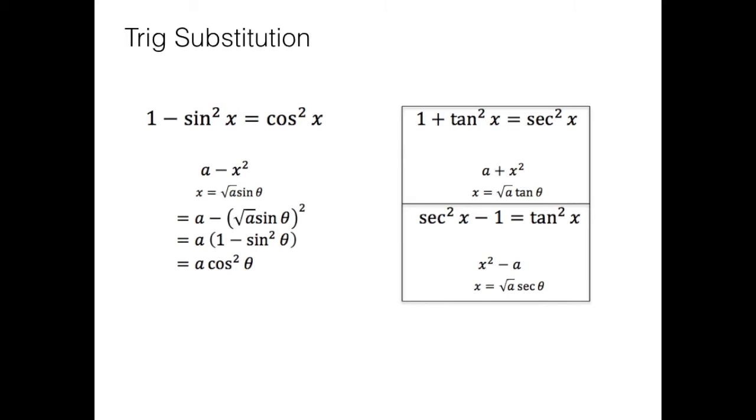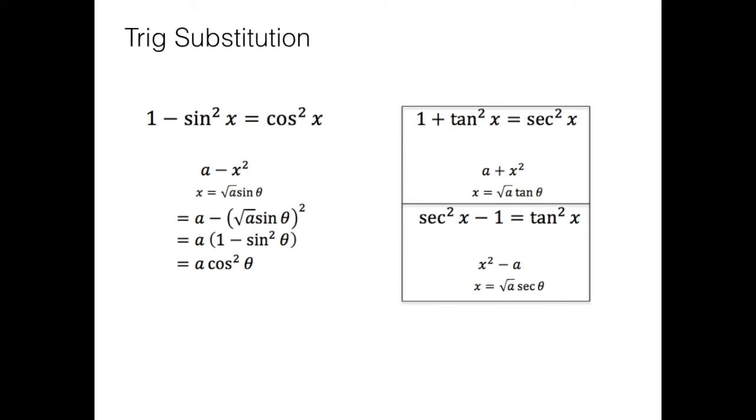Now let's look at how you use that. In a general case, let's imagine you have a minus x squared. If you notice, that looks kind of similar to 1 minus sine squared x. I know that's a bit of a stretch. You can substitute square root of a times sine theta for x. If you do that, you get, after you square it, a minus a sine squared theta, and pulling out the a, a times 1 minus sine squared theta. And then we can substitute cosine squared theta for that quantity right there to make it a times cosine squared theta.